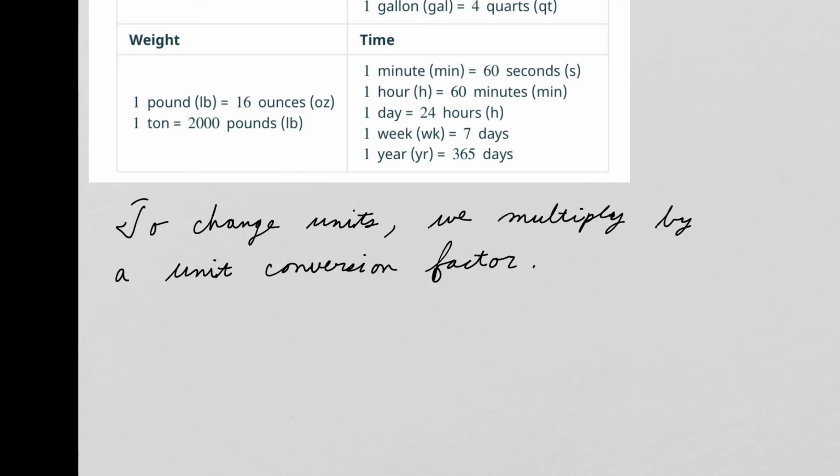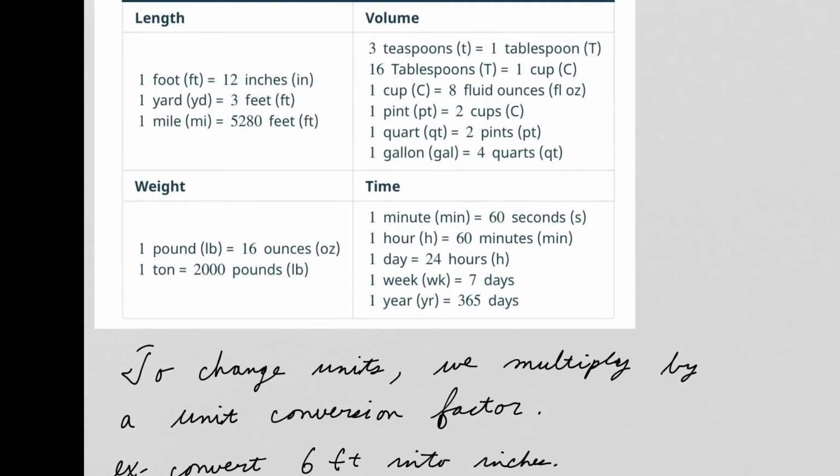So this is best explained by example. Let me give you an example here. Let's say I want to convert 6 feet into inches. So I'm going to convert feet into inches. Okay, well, what do we know about feet and inches? If we go back to the table here, right, we know that 1 foot, right, is 12 inches. So we know that conversion factor there.